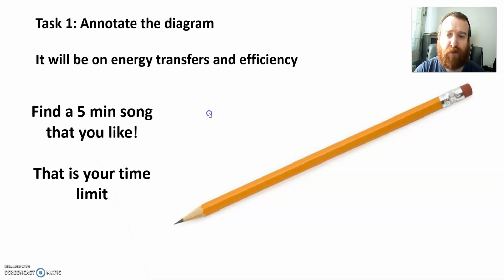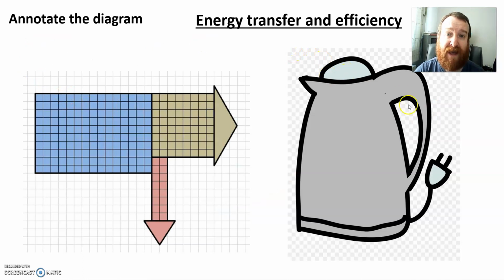Okay, so the pictures are about a kettle, an electric kettle. I've got this type of graph here. I want you to annotate around this graph. What is this telling us? What's it showing? What's maybe going in? What's coming out?